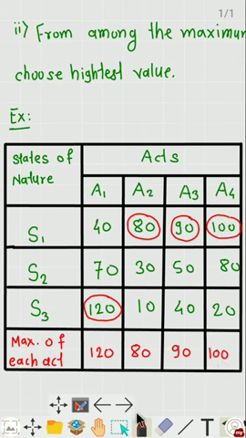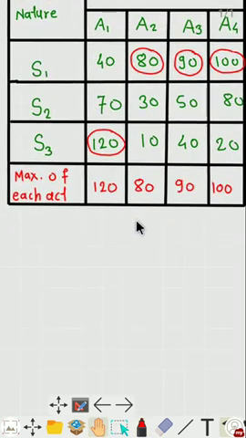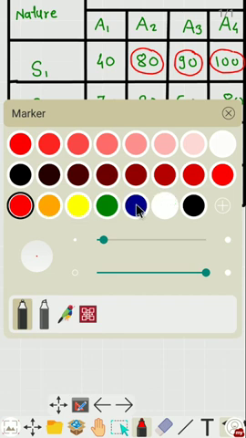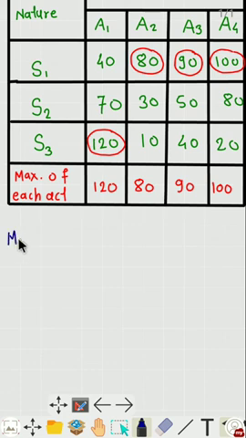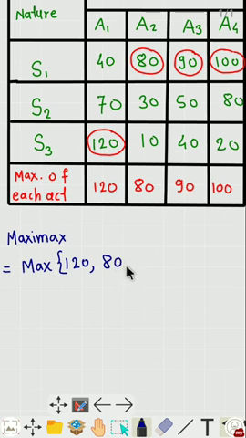But our criterion is the Maximax criterion. So what is the Maximax value, and how do we find it? The Maximax value is nothing but the maximum among all these maximums: 120, 80, 90 and 100. The maximum among all these is 120.